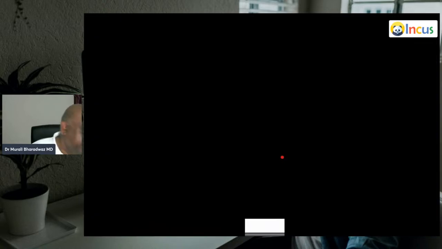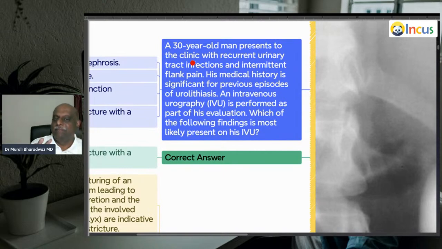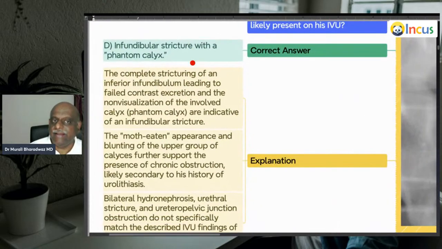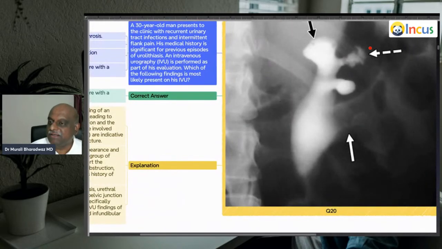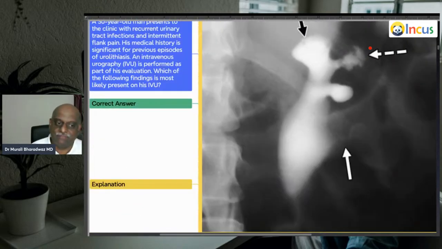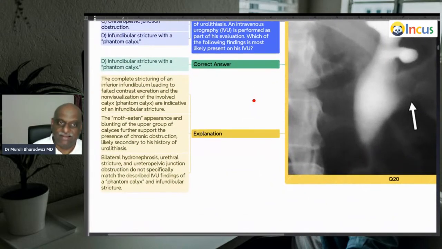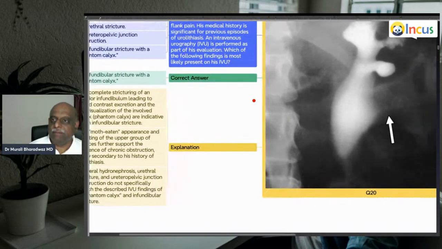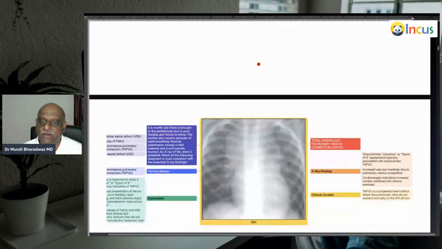A 30-year-old presents to the clinic with recurrent UTI, intermittent flank pain, urolithiasis, IVU is being performed. So what you are able to see here, there is a complete stricturing of the infundibulum leading to failed contrast, is what you are able to see here, doctor. Failed contrast. So this is called moth-eaten appearance. So it is an infundibular stricture with a phantom calyx, with bilateral hydronephrosis, ureteric stricture, and moth-eaten appearance, all because of the urinary tract obstruction, is what you need to remember.